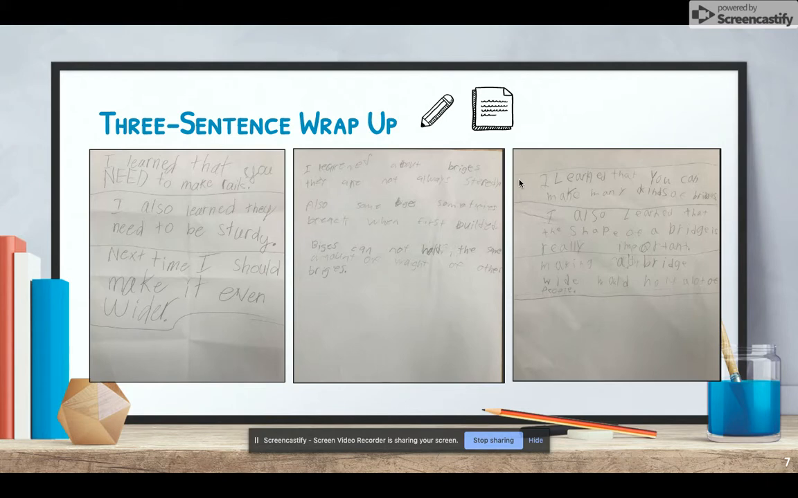Last one stated, I learned that you can make many kinds of bridges. I also learned that the shape of a bridge is really important and that making a bridge wide can hold a lot of people.